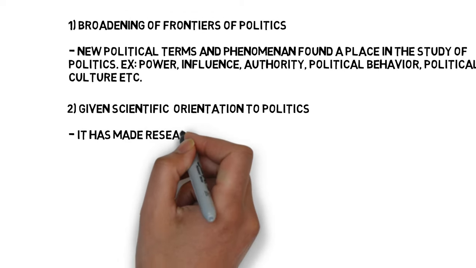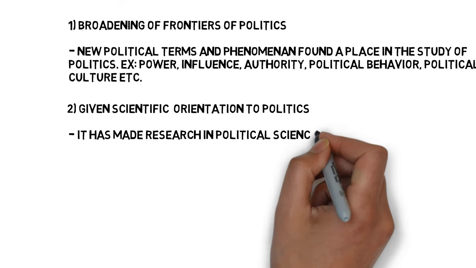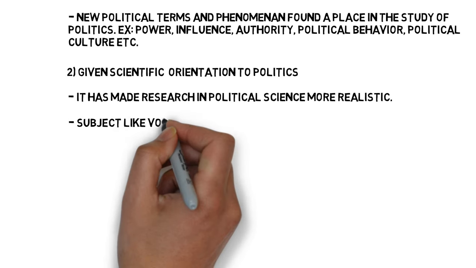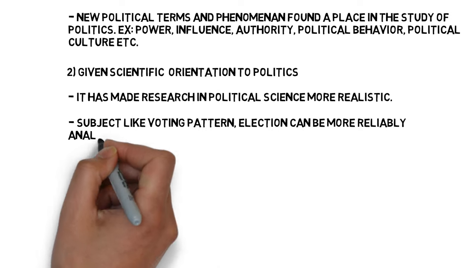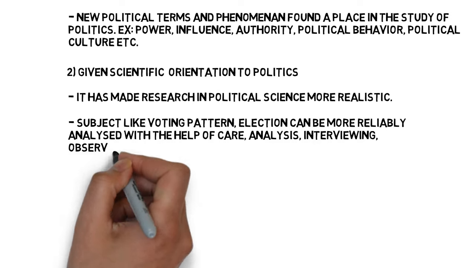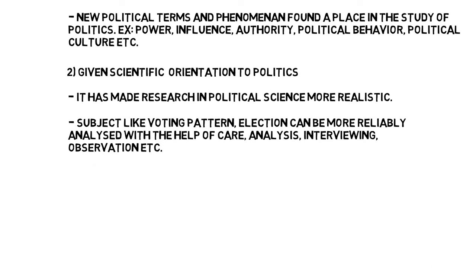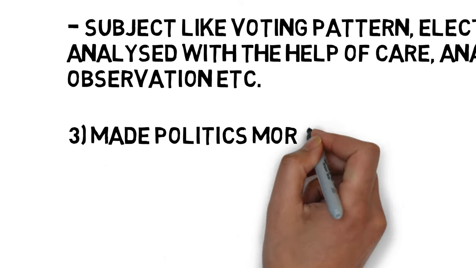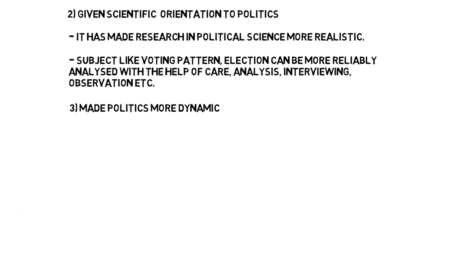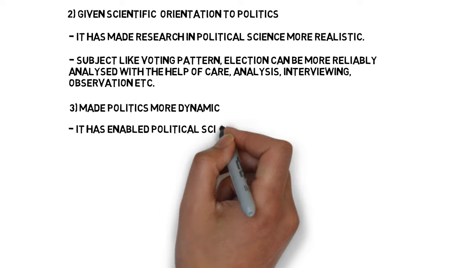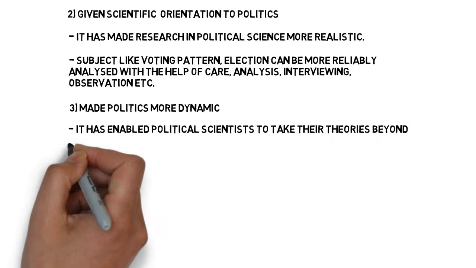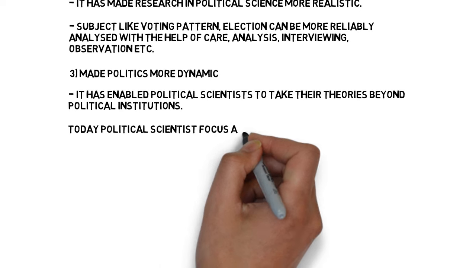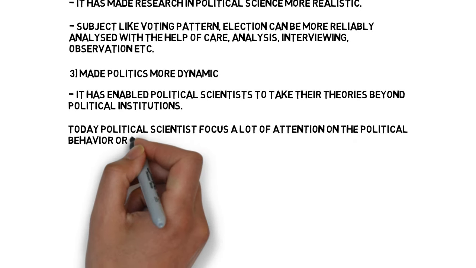It has made research in political science more realistic because of the scientific methods which empirical approach undertakes to understand the behavior of humans as well as society. Therefore, subjects like voting pattern and elections can be more reliably analyzed with the help of case analysis, interviewing, and observation, etc. And last, it has made politics more dynamic. It has enabled political scientists to take their theories beyond political institutions. Today, political scientists focus a lot of attention on the political behavior of individuals and groups.